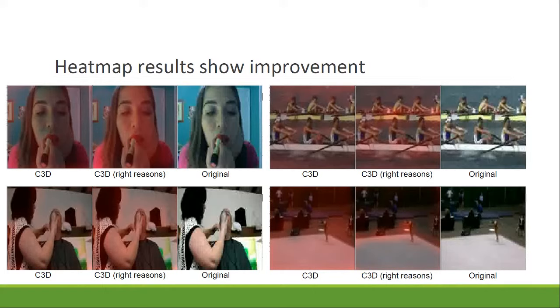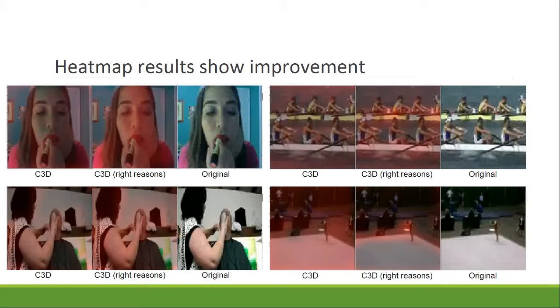As you can see in the right reasons heat maps, the heat is more focused on where the motion is happening. As you can see in the top left, there's more heat over the person's face, applying the makeup, instead of where in the original there's heat in the background, kind of on the door. And especially on the bottom right, on the gymnast, there's only heat primarily on the gymnast, whereas in the original C3D model, there's heat all over.